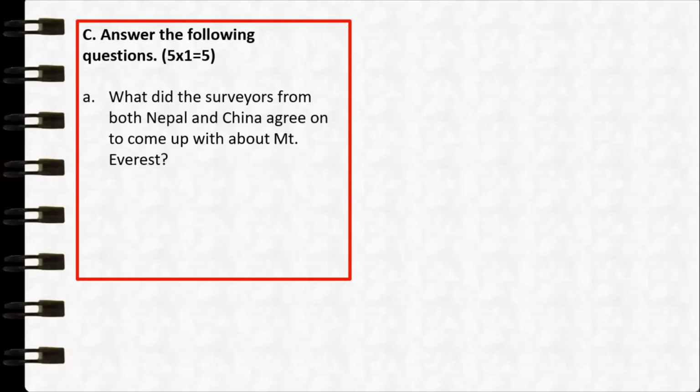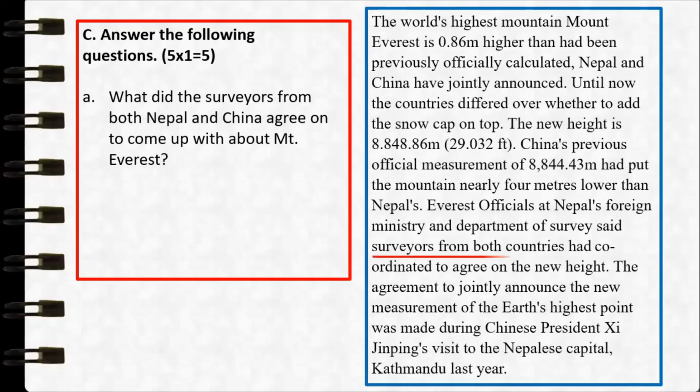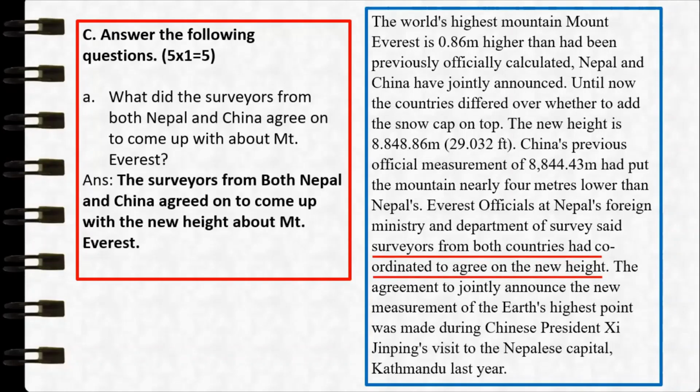What did the surveyors from both Nepal and China agree to come up with about Mount Everest? And when you read the passage, there you go. Surveyors from both countries had coordinated, means worked together, to agree on the new height. So the surveyors from both Nepal and China agreed to come up with the new height about Mount Everest.